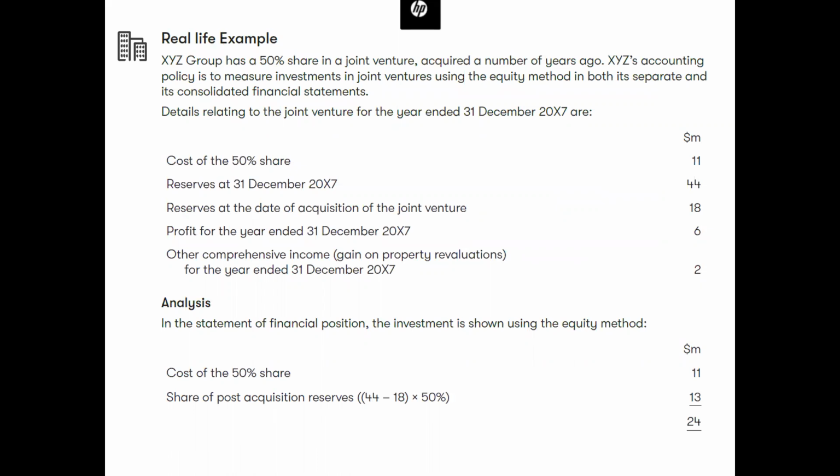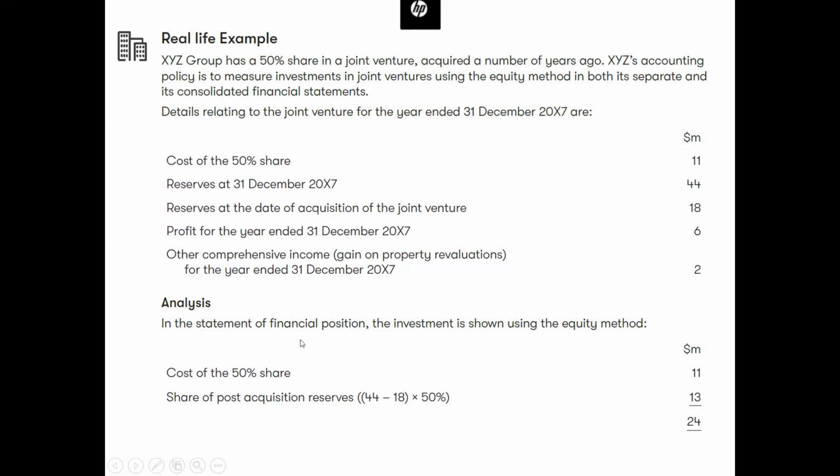And then I have an extra part. This is also extra from the previous year's textbook. So the guys using last year's one will not have this example, but they now tell me I have a 50% share in a joint venture. So now I see it's a separate entity, a separate vehicle. And they tell me what I've paid. So I start with the cost, 11 million. At the end of the day, the reserves were 44 million. At the date of acquisition, it was 18. Profit for the year of that joint venture, 6, and other comprehensive income 2.